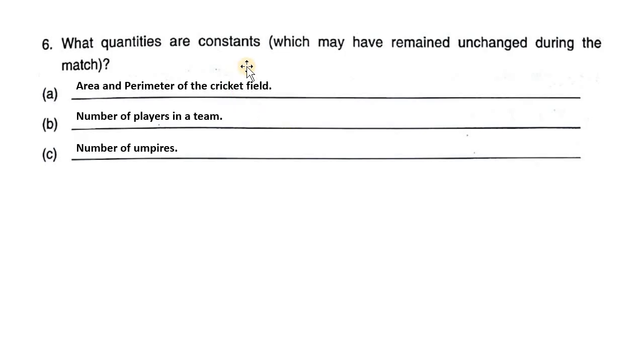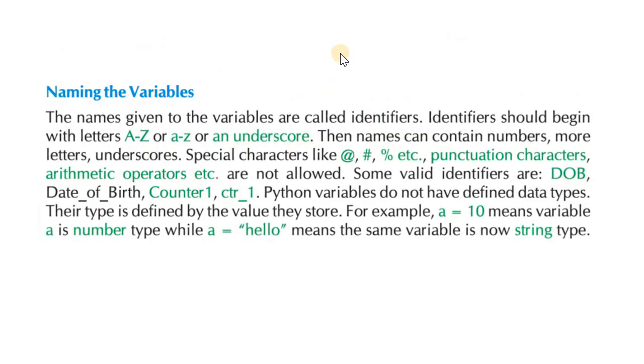Next, what quantities are constants? Say the area and perimeter of the cricket field. Of course, it is not going to change during the game. The number of players in the team is also fixed. The number of umpires is also fixed. Okay.